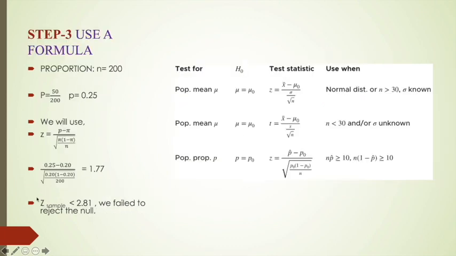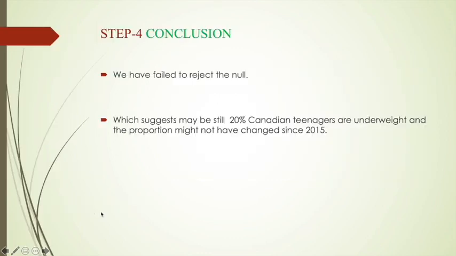By the decision rule, z sample is less than 2.81. We fail to reject the null because it is less than 2.81. It is not greater than 2.81. So we fail to reject the null. So our conclusion is basically that we have failed to reject the null, which suggests maybe still 20% of Canadian teenagers are underweight and the proportion might not have changed since 2015.